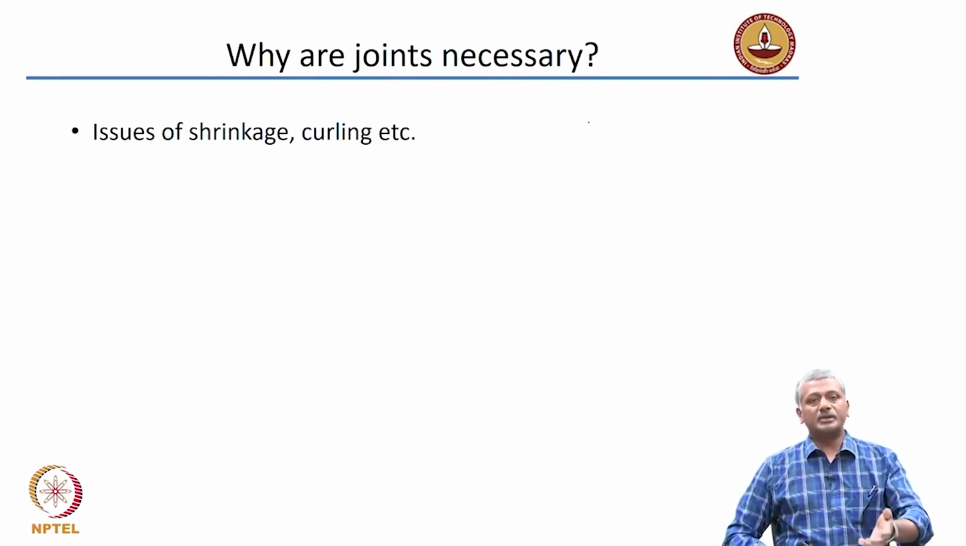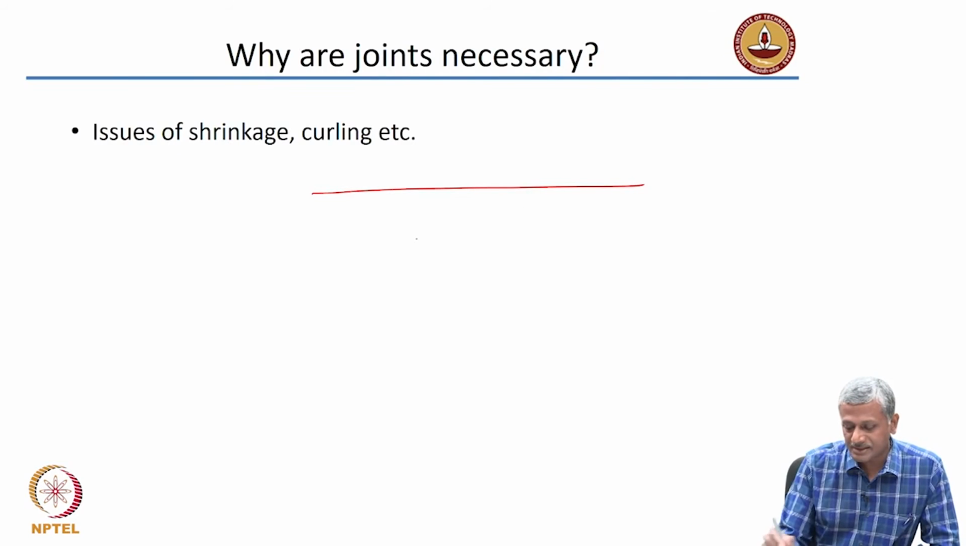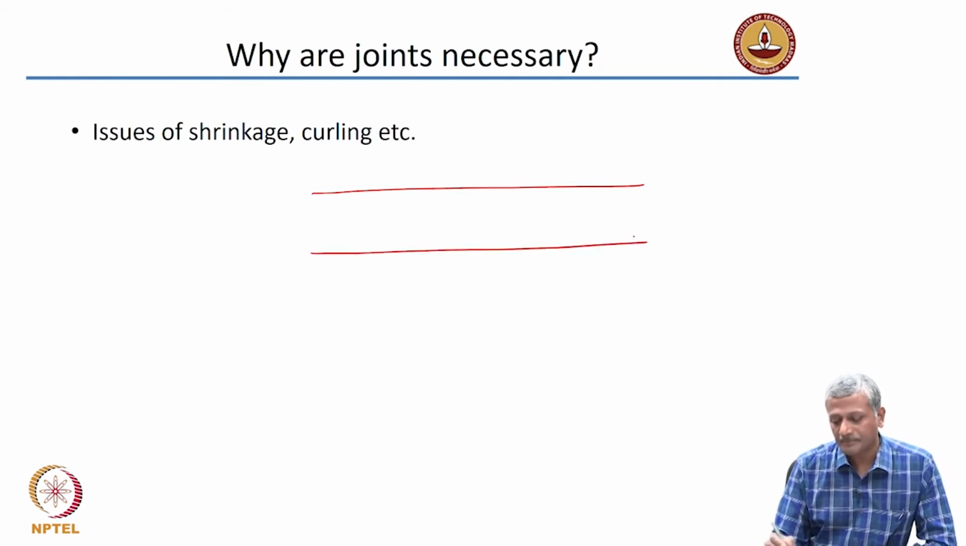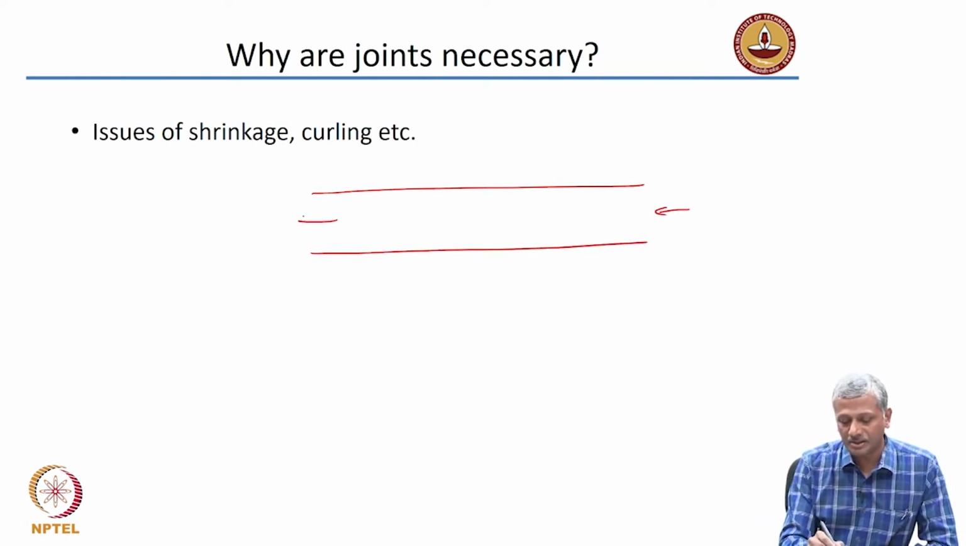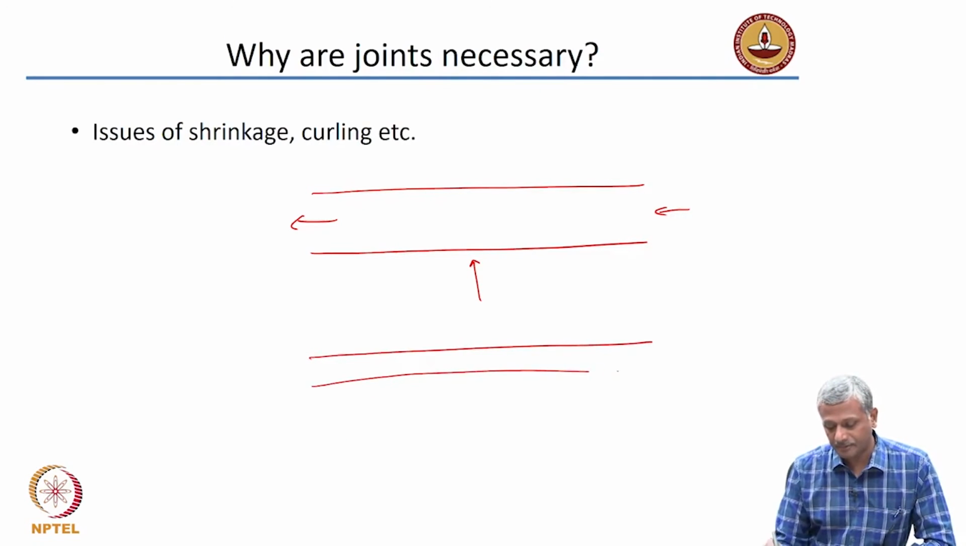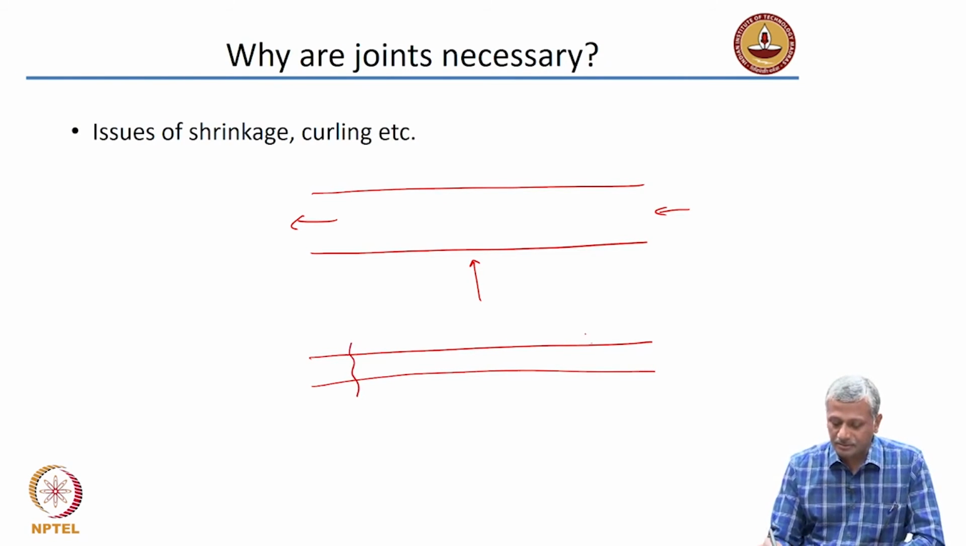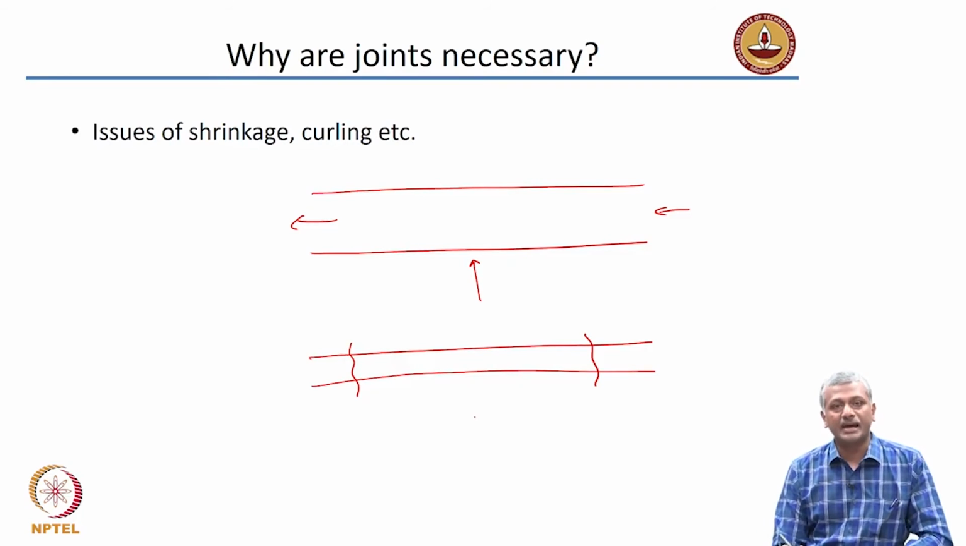Now, of course, we talked briefly about why joints are necessary, but there can be other aspects which may necessitate the use of joints. So, let me draw a pavement with concrete. Let us say this is a continuous strip of concrete and your vehicles are moving in that direction. If I draw the front view of the pavement, it will basically be a concrete slab like this.